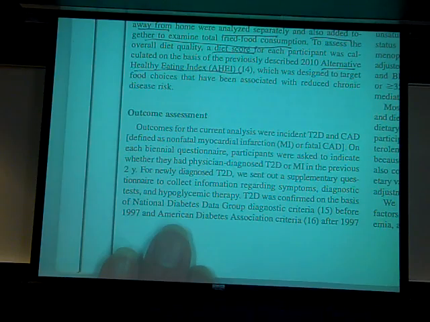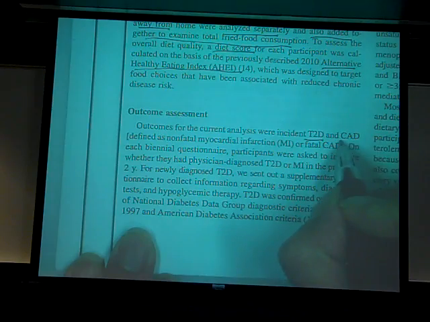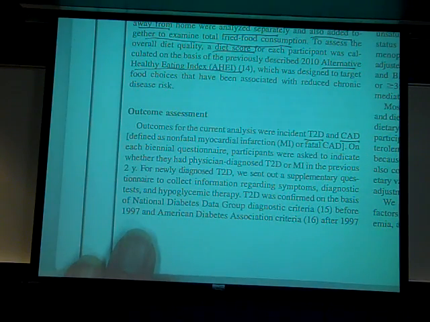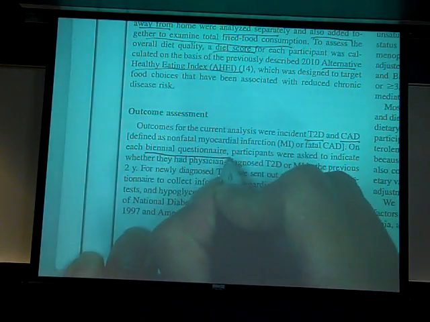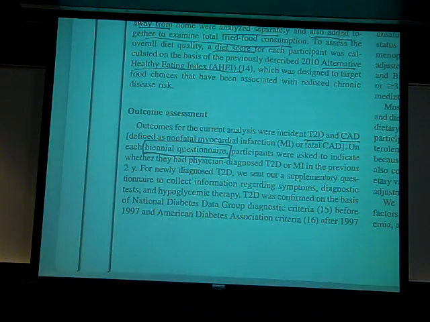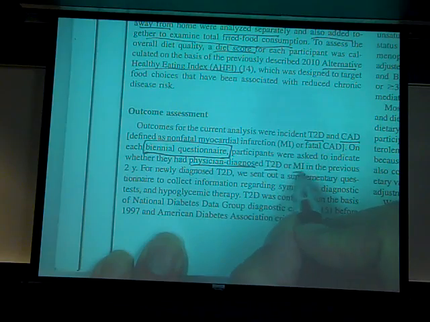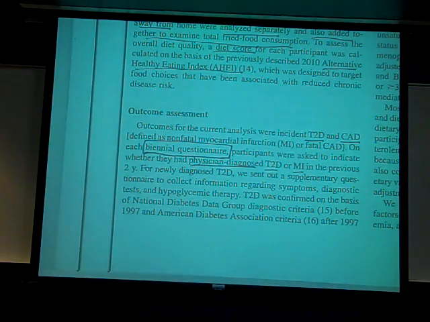Okay, now we can move on to the outcomes assessment. We'll start here at the bottom. If you recall, the outcomes that the authors are interested in are type 2 diabetes and coronary artery disease. So I know that this information on type 2 diabetes was asked on a questionnaire. Biennial means every 2 years. They assessed it through physician-diagnosed type 2 diabetes, or MI, in the previous 2 years. And this is self-reported by the participant. That may be important because that may lead to some potential misclassification.